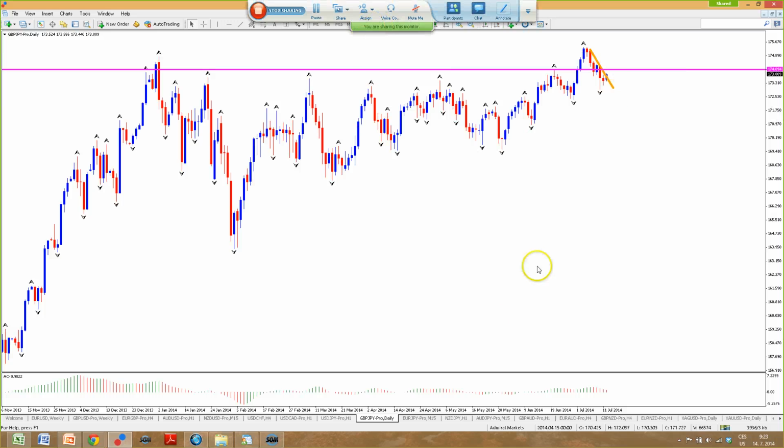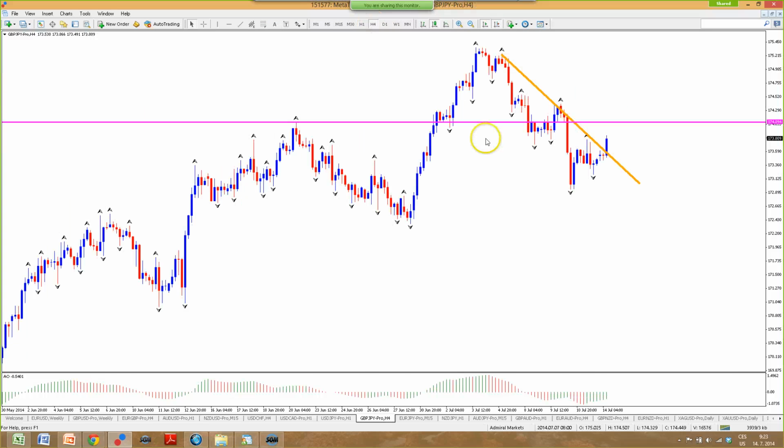If price does respect that level that I mentioned on the hourly, I took it away, this magenta line 174.10, we can maybe see some downside from there and bigger retracement. If it does break above it, especially above this top right here, we could be back into breakout territory to the upside.